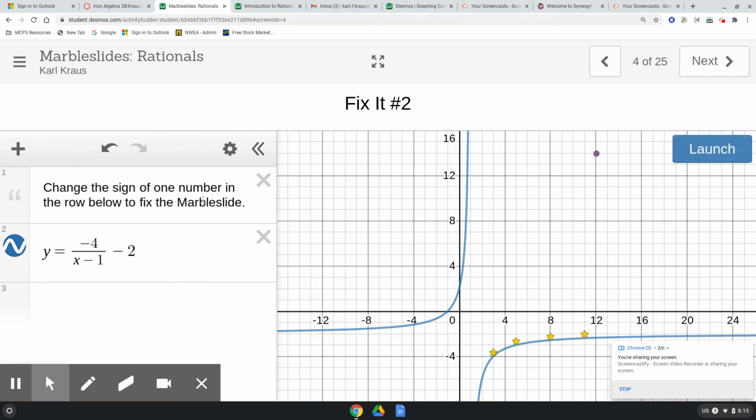So it says change the sign of one of the numbers. So if you change the sign in the numerator, it reflects the graph over the x-axis.